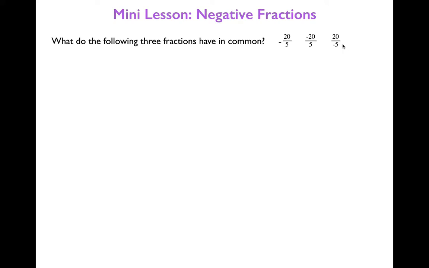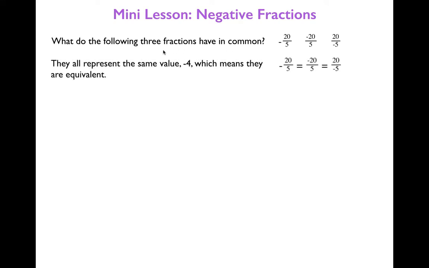Well, did you come up with the following conclusion? That they all represent the same value, negative 4, which means that they're all equivalent. So let's think about this for a second. 20 divided by 5 is 4, and if you make that negative, you get negative 4. Negative 20 divided by 5 is also negative 4, and 20 divided by negative 5 is also negative 4.